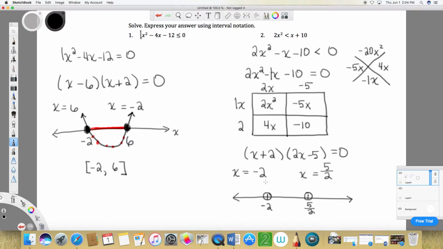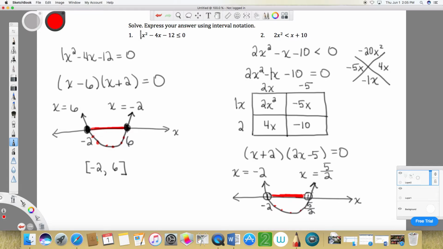All right. So now I'm going to recognize that 2x squared minus x minus 10 is a parabola that opens upward because 2 is positive. So if I draw a parabola through here with these 2 points being the x-intercepts, I ask myself, what values of x will cause the y-coordinates to be less than 0, to be below the x-axis? And again, it's the middle values. If you pick any x that's bigger than negative 2 but less than 5 halves, I guarantee you that the y-coordinate is going to be negative.